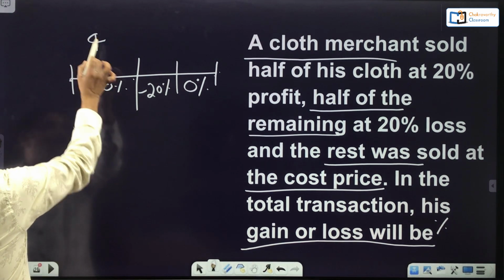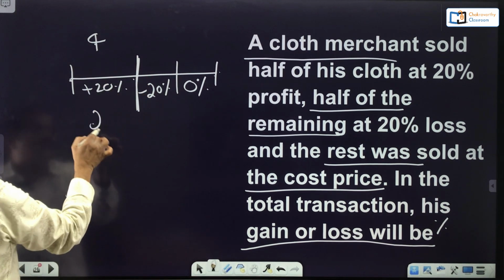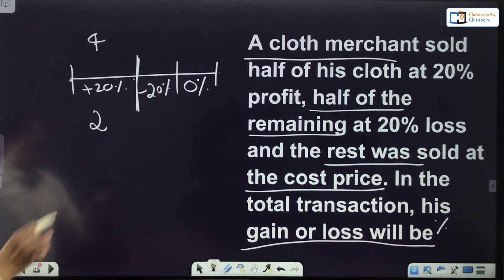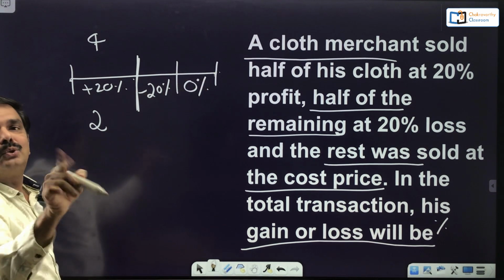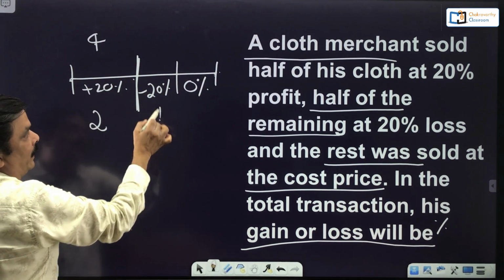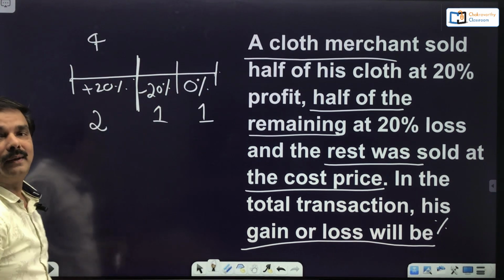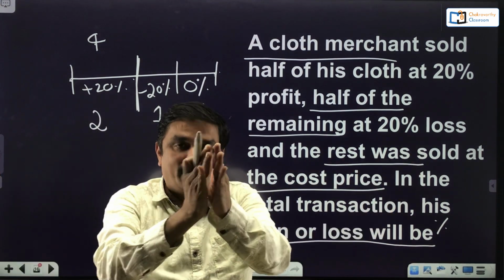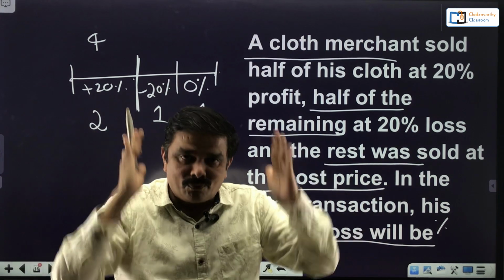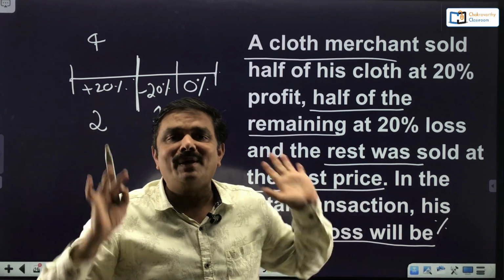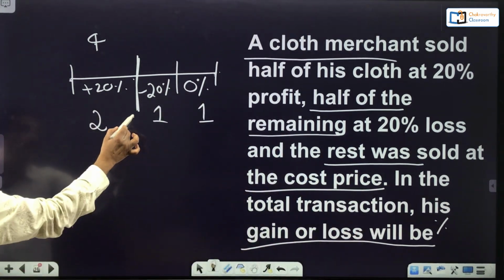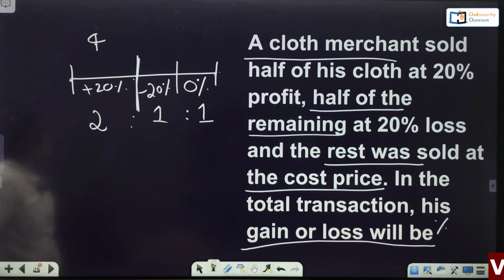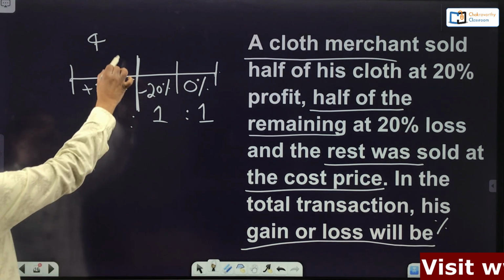From the 4, half of that I can take as 2 parts, and the remaining from here to here is 2 parts. Again half of that, this is 1 and this is 1. Now the total consignment, worth or cost price, whatever it may be, I can divide into a 2:1:1 ratio.